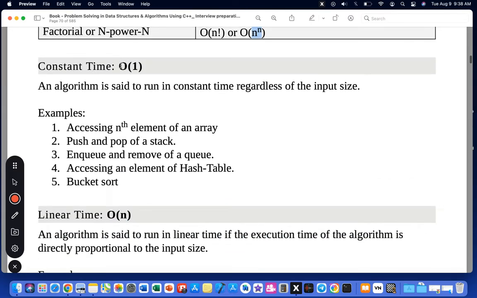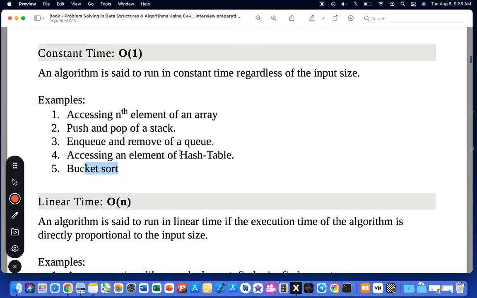Constant time: an algorithm is said to run in constant time regardless of the input size. And here are 5 examples. Accessing the nth element of an array, push and pop of a stack. All these are constant. Enqueue and dequeue of a queue. Accessing an element from a hash table, bucket sort. We'll be talking about hash tables later in this book.